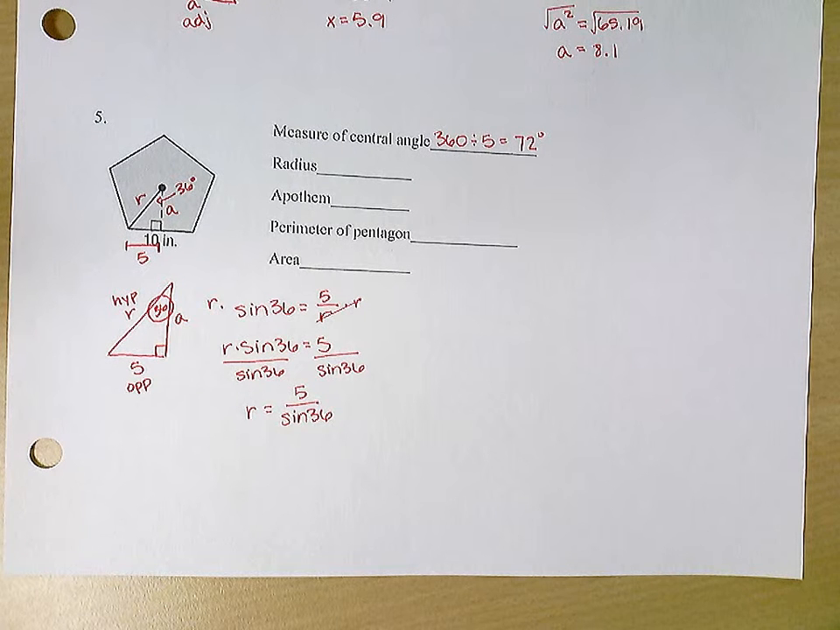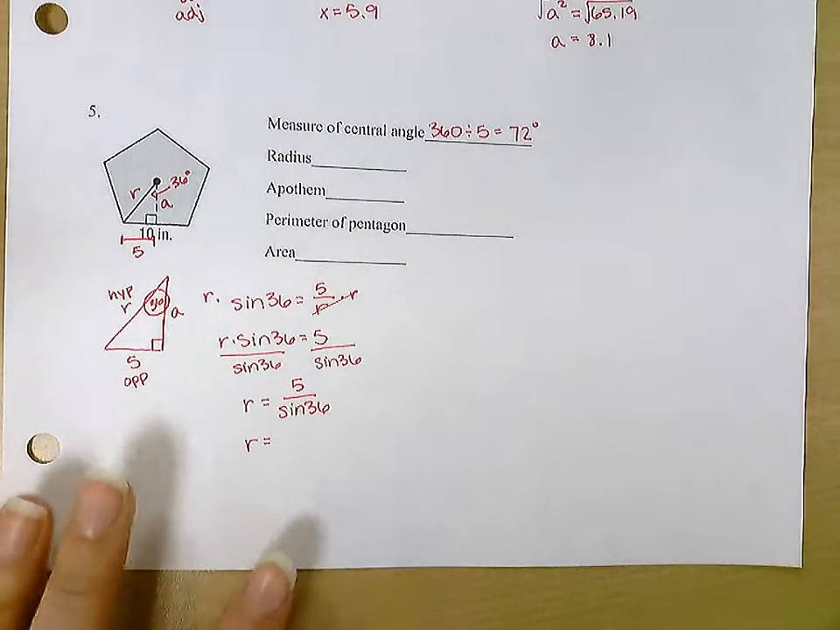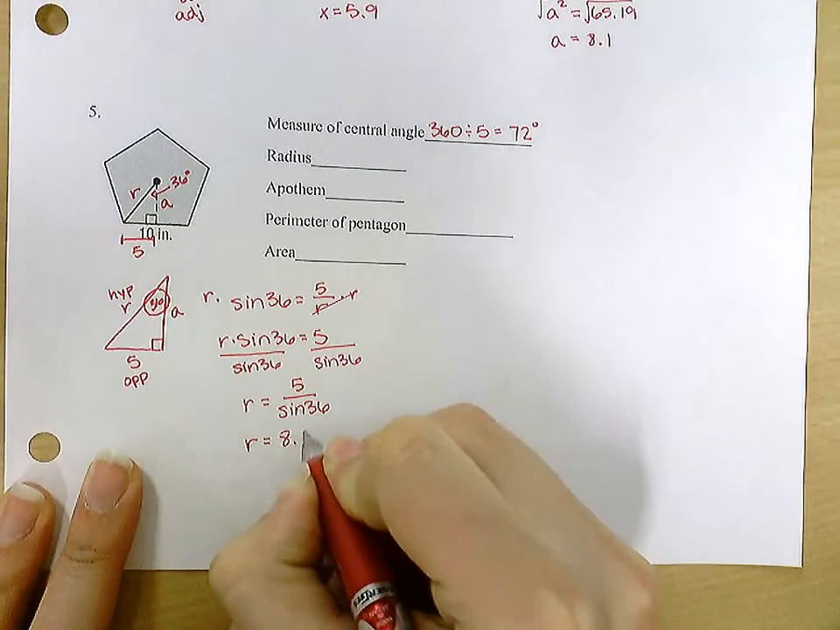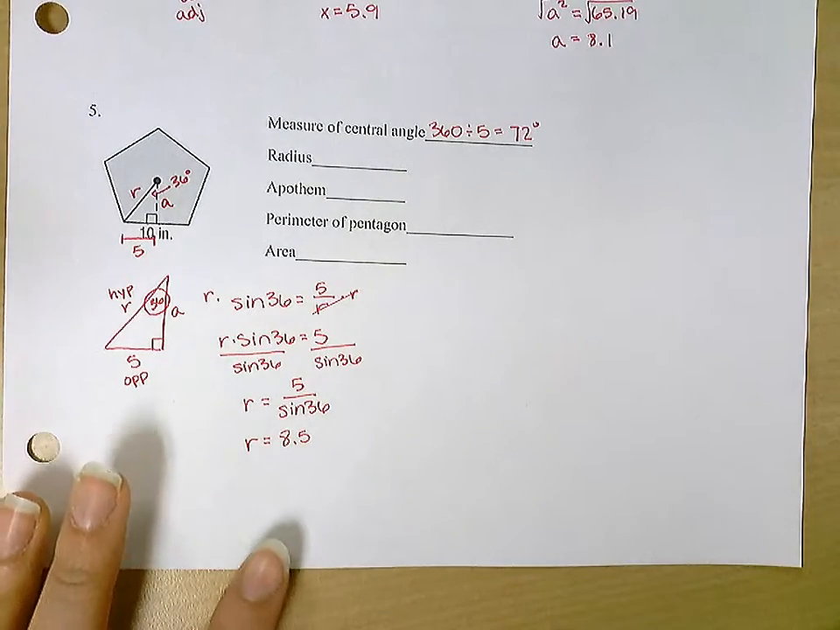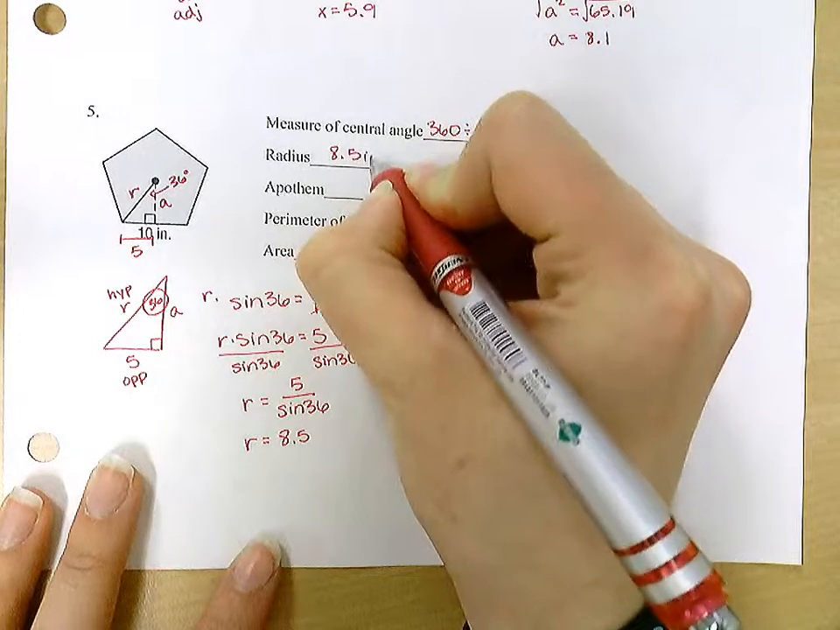Make sure your calculator is in degrees and not in radians. Okay, so when you plug that into your calculator, your r value should be about 8.5. So our radius is 8.5 inches.